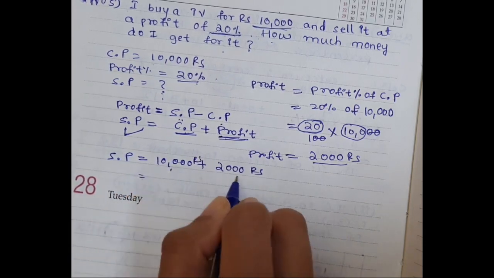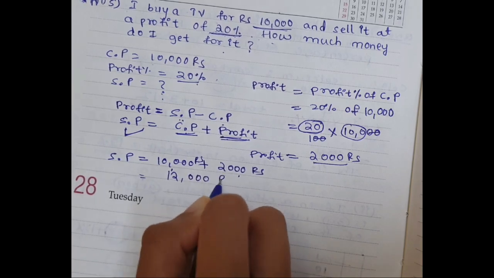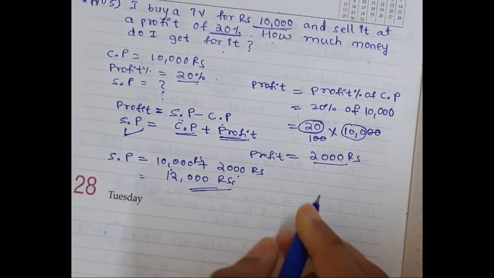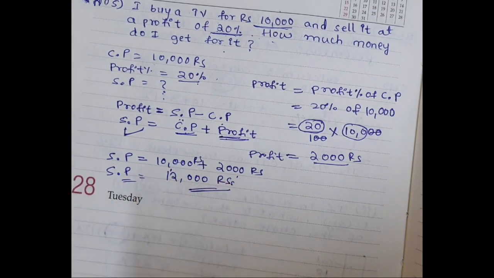Okay, 10,000 rupees plus 2,000 rupees equals 12,000 rupees. So the selling price is 12,000 rupees. This is the answer.